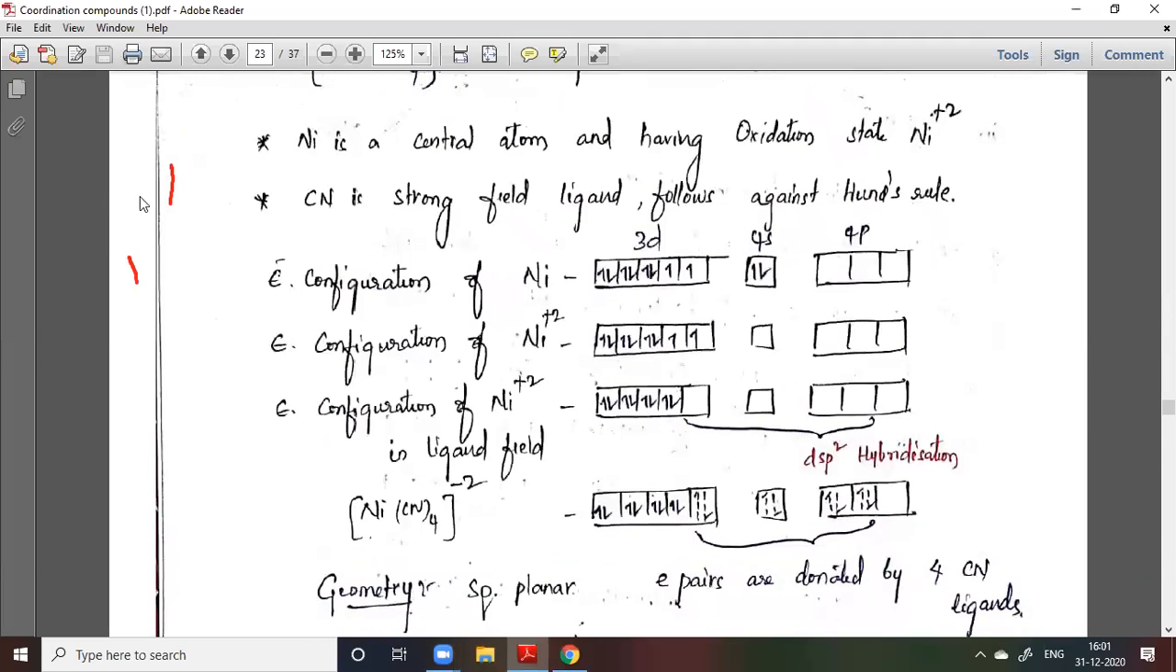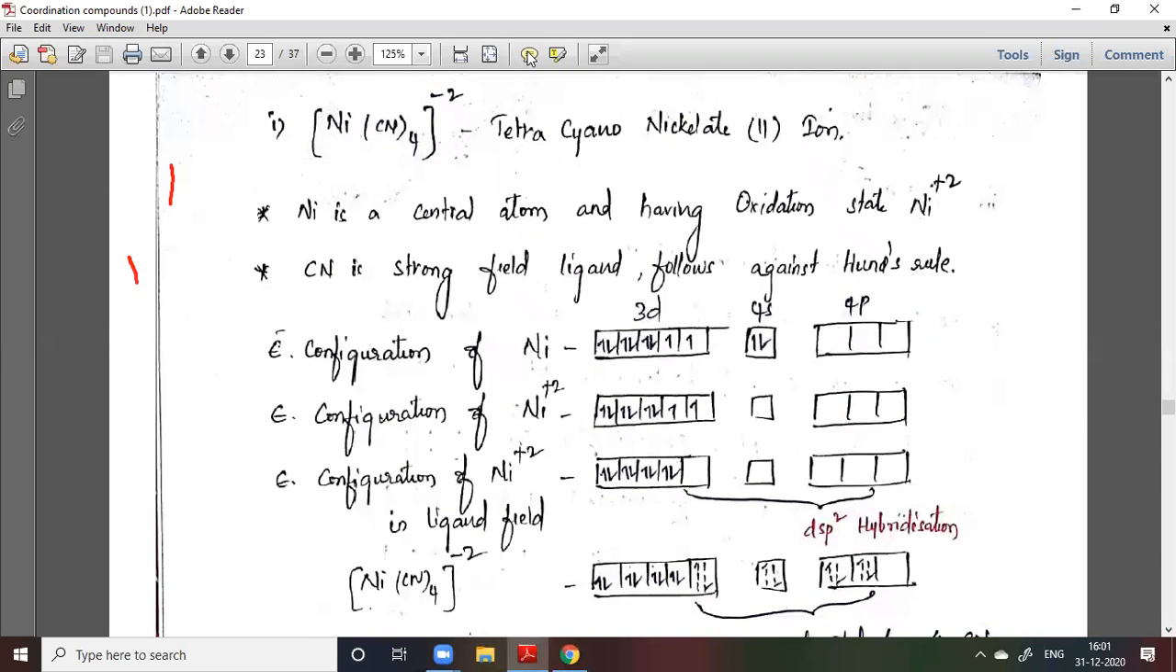Let us start with nickel. The atomic number is 28, so the configuration is 3d8 4s2. Cyanide is a strong field ligand, so definitely it doesn't follow Hund's rule. All the electrons can readily pair up together. Let us understand that. Here nickel, 28, the general electronic configuration is 3d8 4s2.